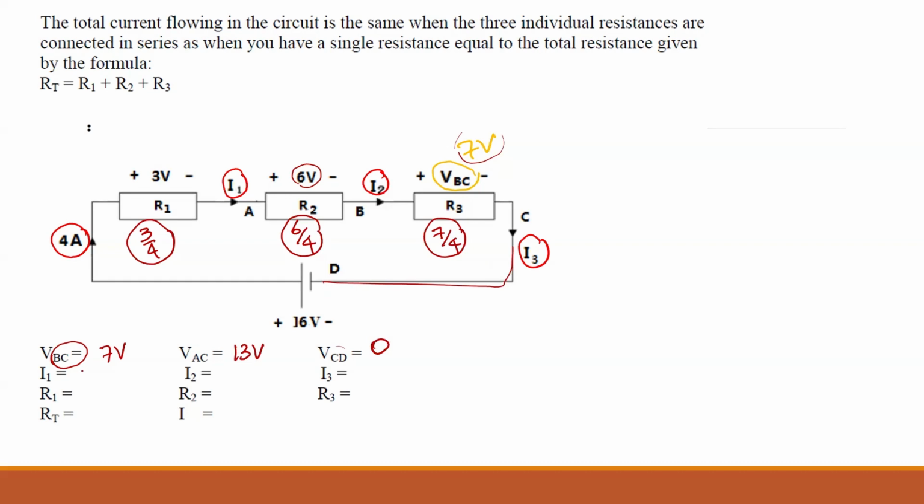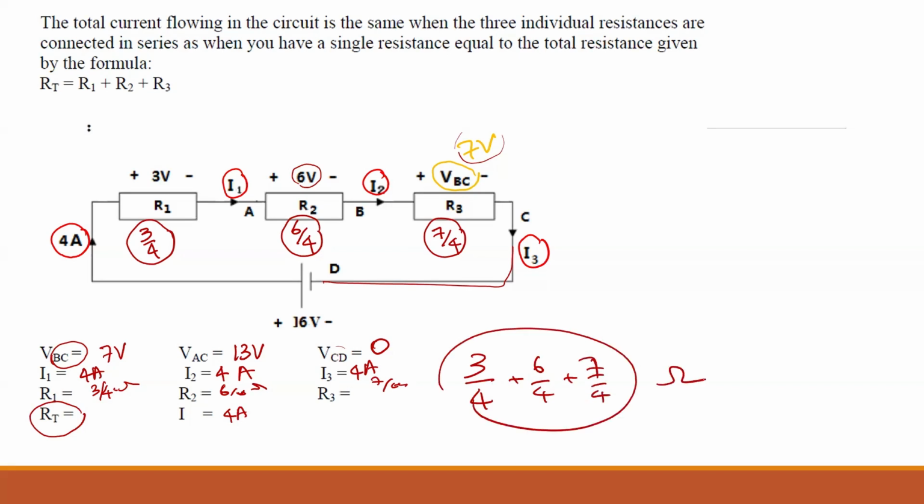And all the currents are 4 amps. Resistors, we found 3 over 4 ohms, 6 over 4 ohms, and 7 over 4 ohms. Total current is 4 amps, and the total resistance, you add these together: 3 over 4 plus 6 over 4 plus 7 over 4. So that all together will be your total resistance. Any question?